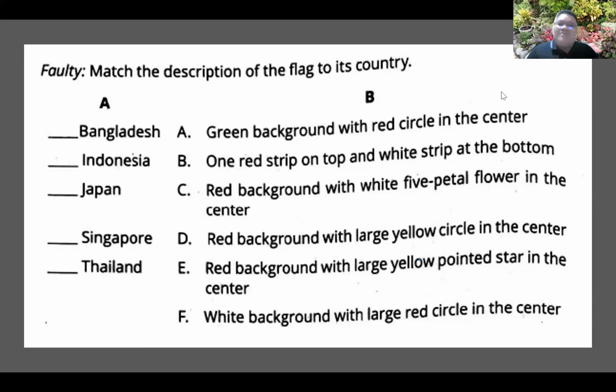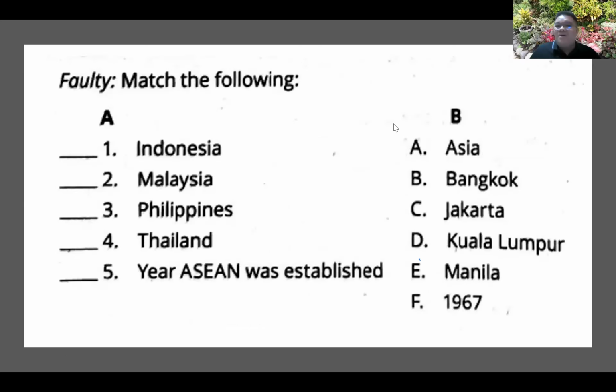Okay? Now, another thing class that can be improved here is the instruction. What is column A and what is column B? Okay, so we can say column A is the description of the flag and column B is the country. So match the country with the description of the flag. Okay, something like that. So that your students will know kung paano siya mas maging clear, no?